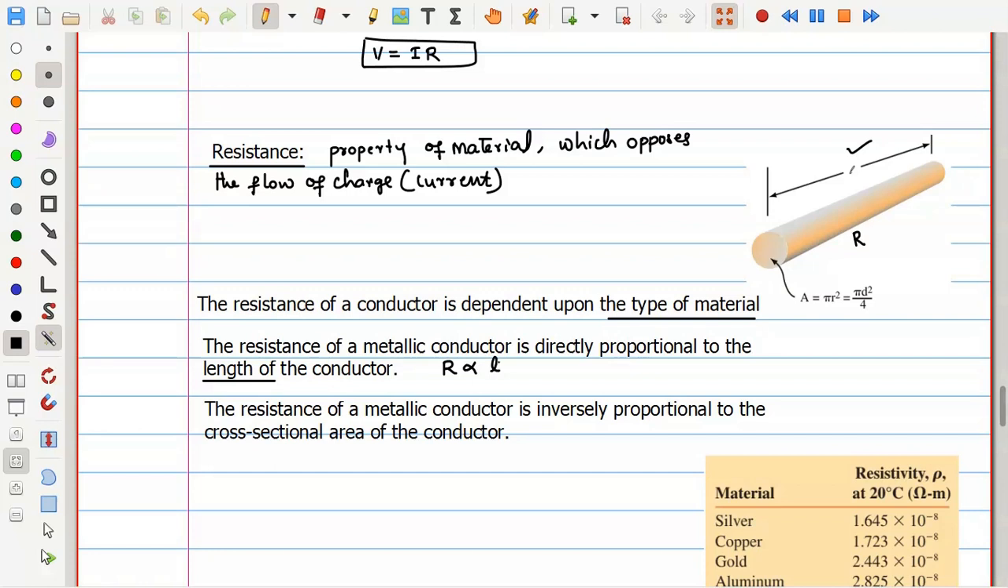And one more proportionality comes through the other parameter, which is the area of cross section. So the resistance of the metallic conductor is inversely proportional to the area of cross section. Means if some material has a wider area, you can expect less opposing force to the flow of charge. If some material has a bigger length, it has more resistance. That is the direct proportionality.